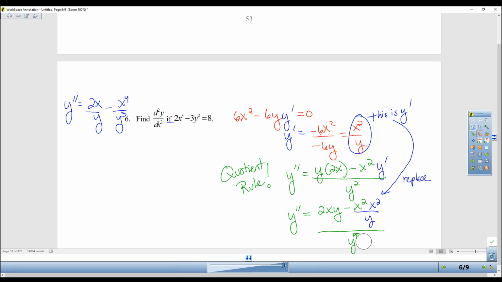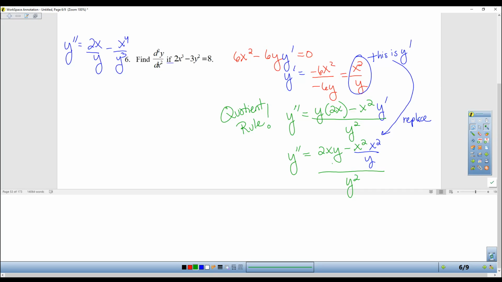Okay, sorry, I gotta reset. That's too bad. Y squared. Okay, so how do I clear that fraction? I'm going to multiply the whole top and the whole bottom by y. The bottom is easy. On the bottom, I'm going to get y cubed.